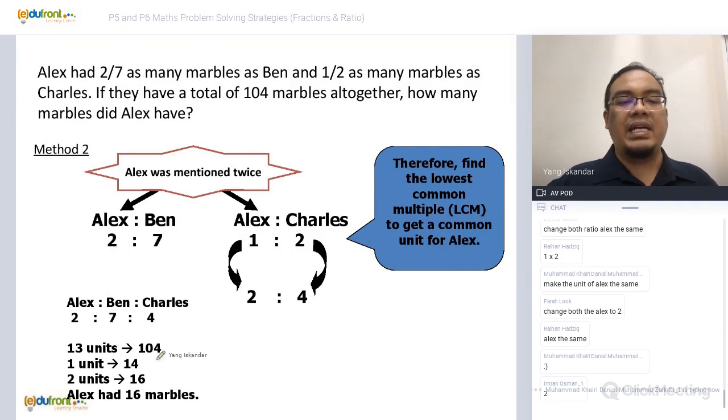Sorry, 1 unit is 8. There's a mistake here. This should be 8. Okay, 1 unit is 8. And then you multiply by 2. Why multiply by 2? They ask you how many marbles did Alex have? Alex has 2 units, right? So 2 times 8, you get 16 marbles.